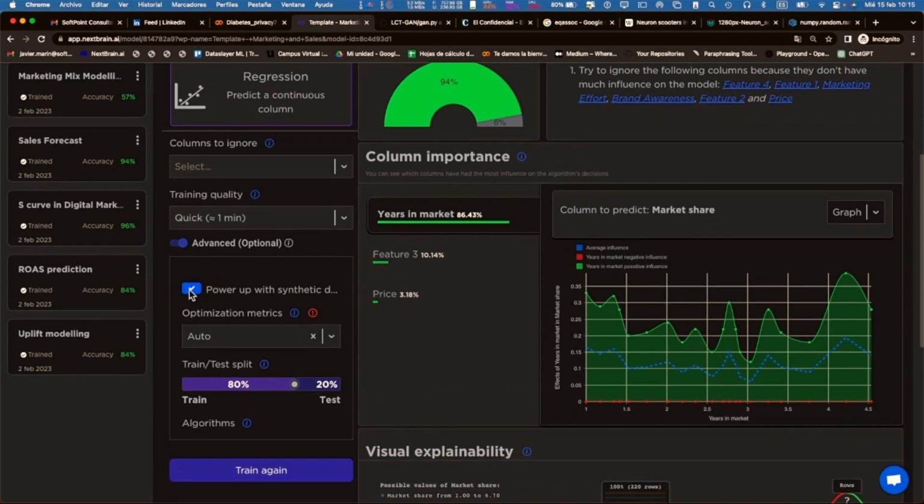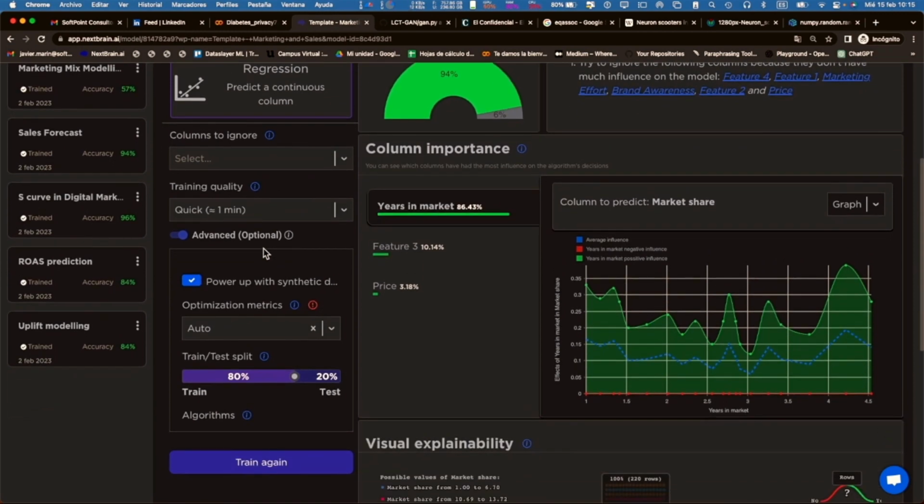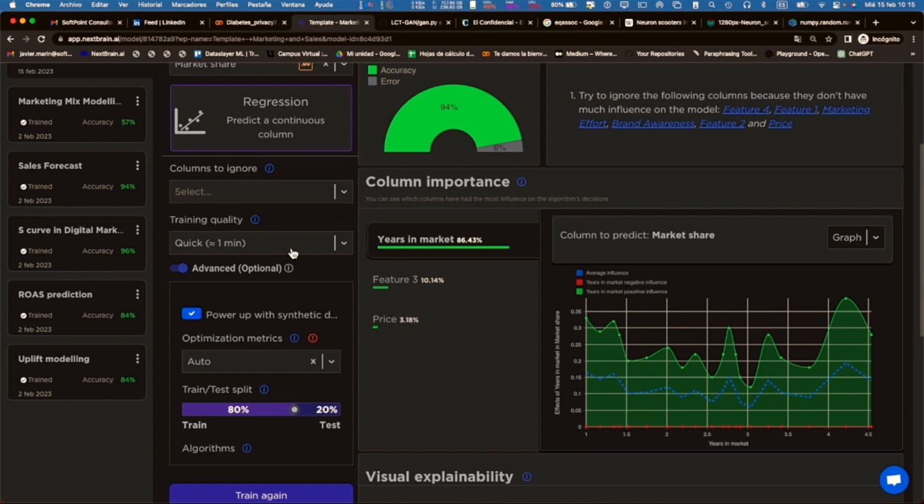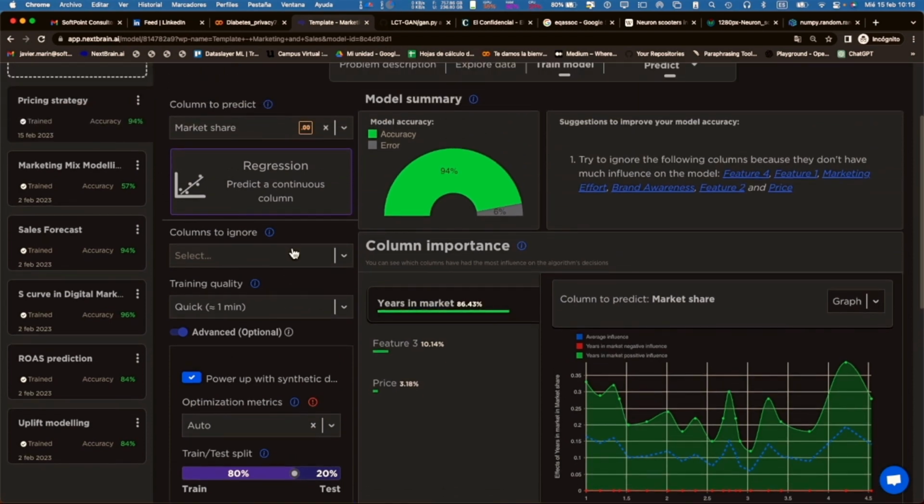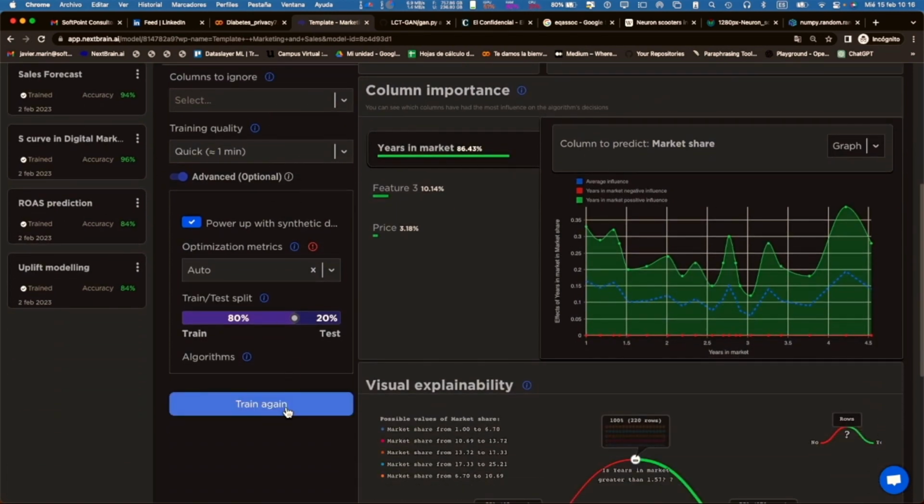This is why we choose power up with synthetic data, because selecting this option, we are going to multiply by 20 the number of rows we have initially. So if we have 10 rows, we are going to have a data set with 200 rows, and this data set is going to be equivalent to the original data from the statistical importance point of view. And we're going to train on this synthetic data set, and we're going to test the accuracy of our prediction with the original data. Once we have selected this, we go to train again.